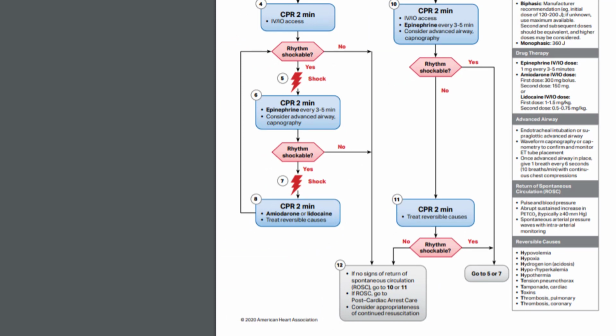Now, either we're going to get return of spontaneous circulation, or we're not. So we just keep looking and working our way around. If we do get return of spontaneous circulation, we want to then remember we have administered an IV push of an antidysrhythmic. So therefore, we have to hang an infusion of an antidysrhythmic.